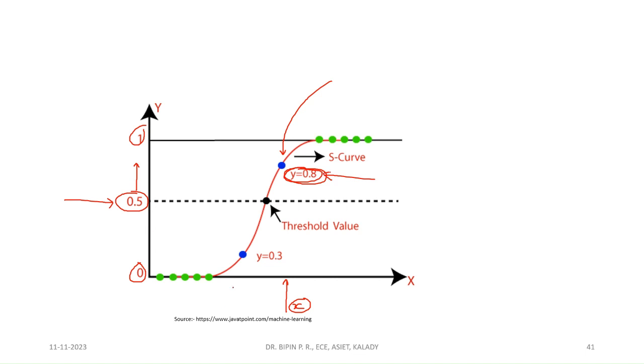Similarly, for another input, assume that you have y equals 0.3. This 0.3 is very much below 0.5, so this particular point will be classified as class 0. So this is the operation that takes place in logistic regression. Actually, this is pretty complex compared to how I explained it in a simple way. It's not this simple.